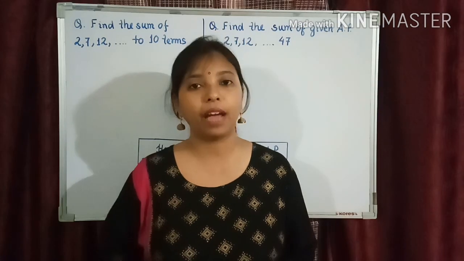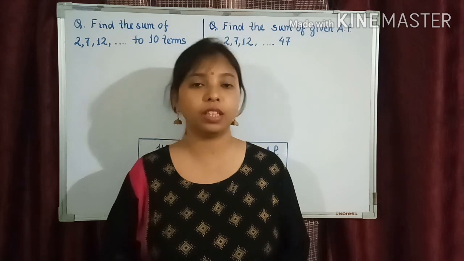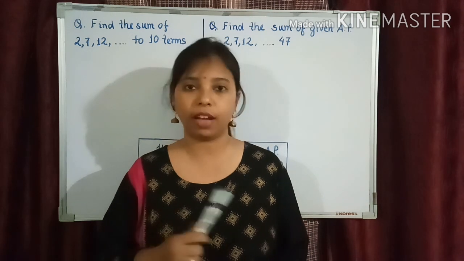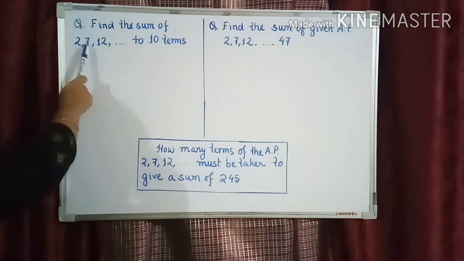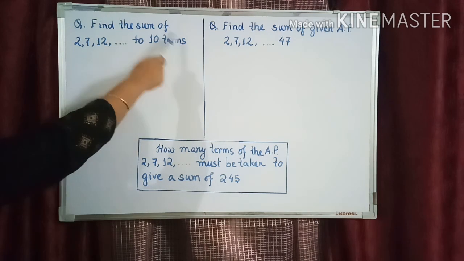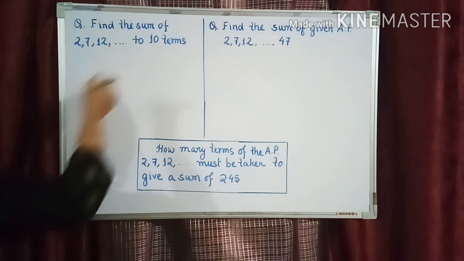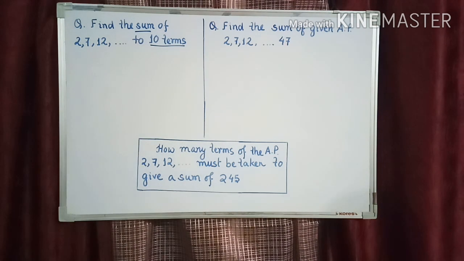Now I will take one AP series and 3 questions related to this AP series. Now I will show you. Find the sum of the series, suppose 2, 7, 12, dots are given, up to 10 terms. We have to find the sum up to 10 terms. So definitely first of all we have to find the first term of this series and the common difference.